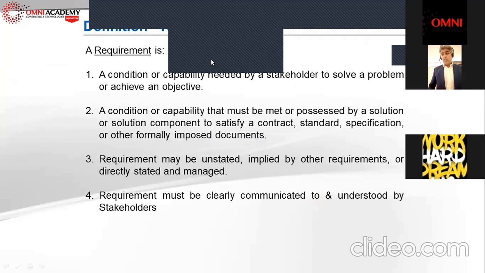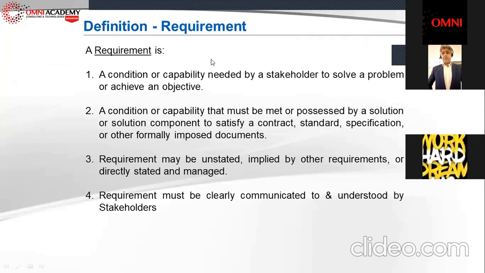Anything that is required to solve a business problem or achieve any business objective. So not only a business problem, but even to achieve an objective is also called a requirement. It's a condition or capability that must be met. This is the requirement definition: must be met or possessed by a solution or by the contract.